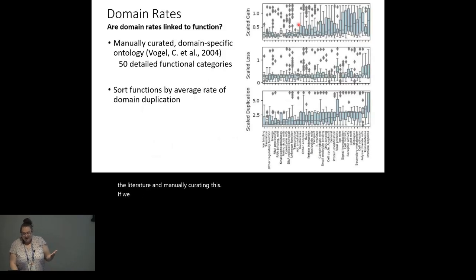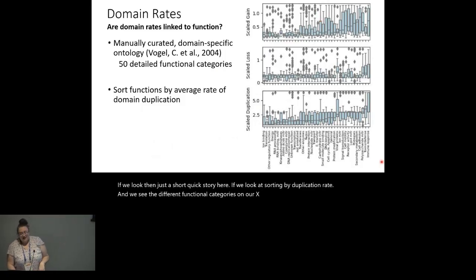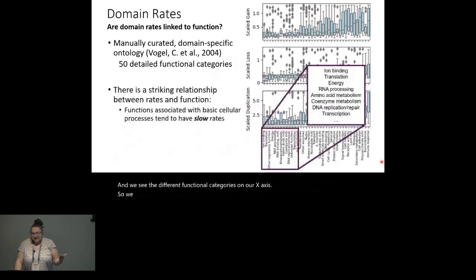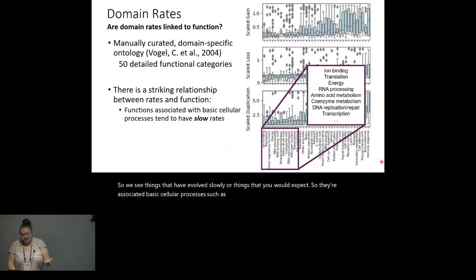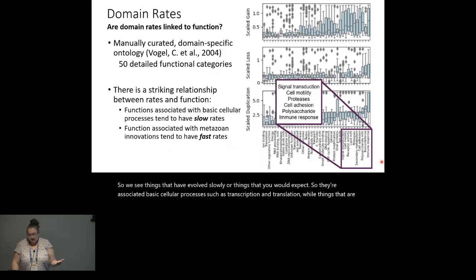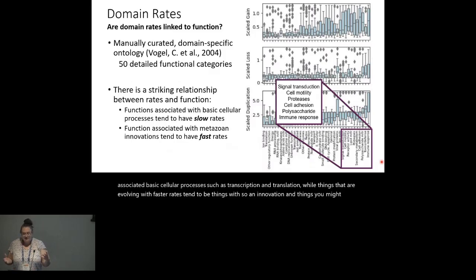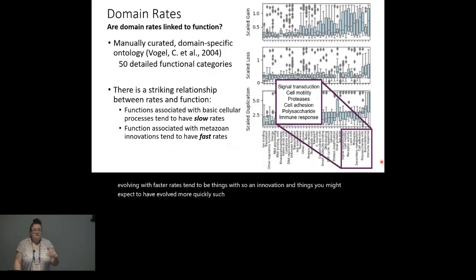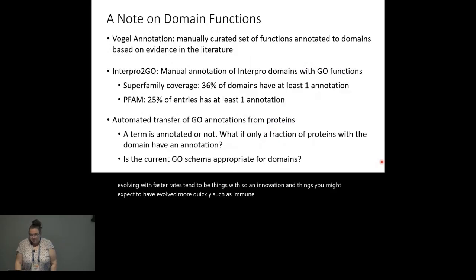Just a short, quick story here. If we look at sorting by duplication rate, we see the different functional categories on our x-axis. So we see things that have evolved slowly are things that you would expect. They're associated with basic cellular processes such as transcription and translation, while things that are evolving at faster rates tend to be things with Metazoan innovation and things you might expect to have evolved more quickly, such as immune response. But I wanted to bring a note to everybody in the functional group.